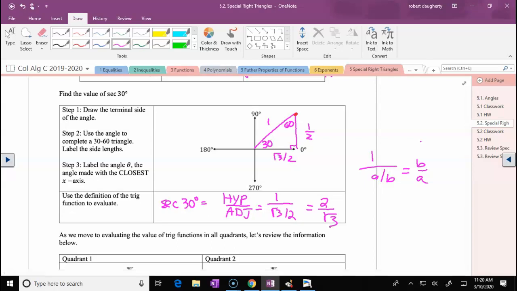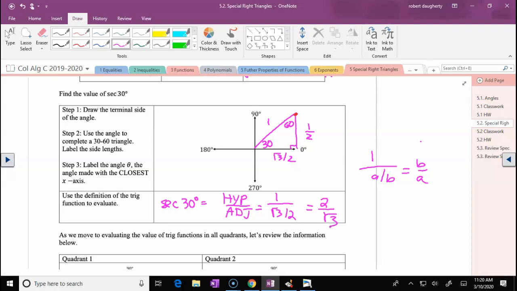This is why you don't need your TI Inspire, because I didn't have to punch anything, and I didn't have to write it's 2.667 and round it off. This is the exact answer. So this is what we're going to be doing with these two triangles to figure out these kind of trig questions that I ask you.